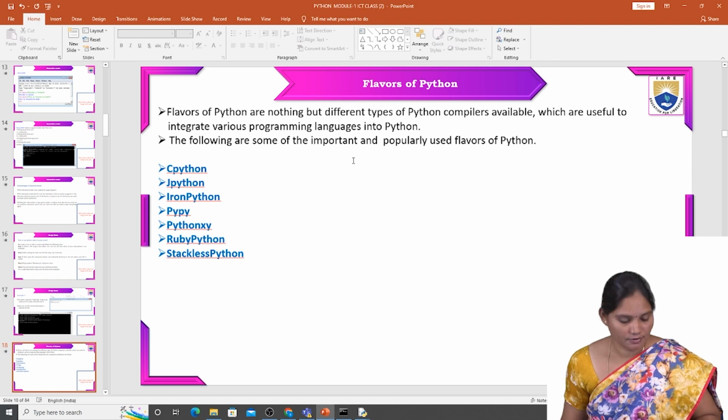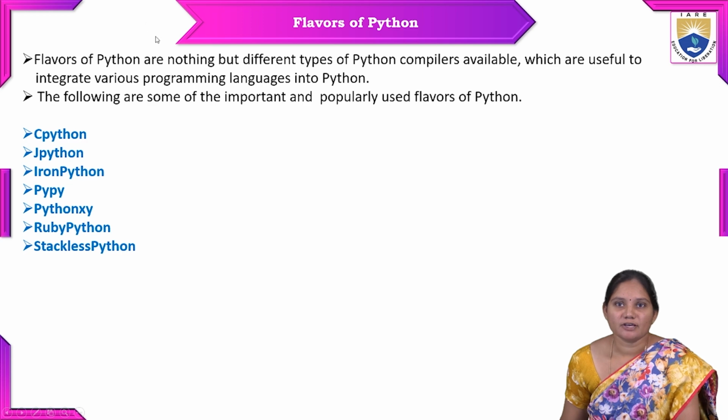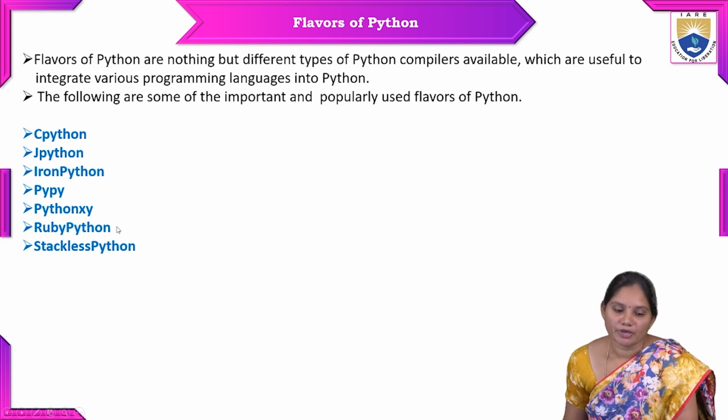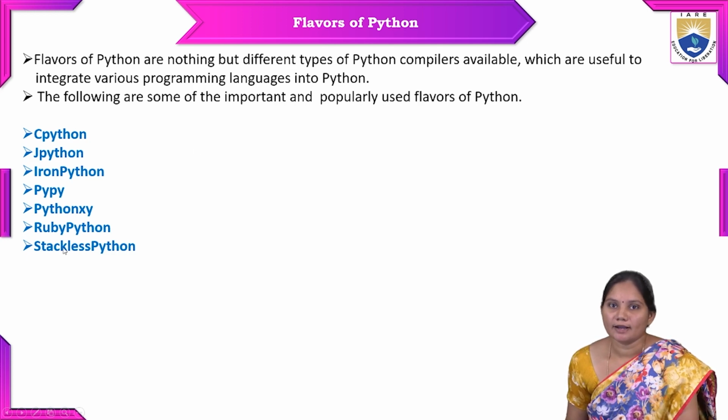And next one is the flavors of Python. Here the flavors of Python are nothing but different types of Python compilers available in the present market. Okay, these are the different Python flavors: CPython, JPython, IronPython, PyPy, PythonXY, RubyPython, and Stackless Python. These are the Python compilers available in the present market.